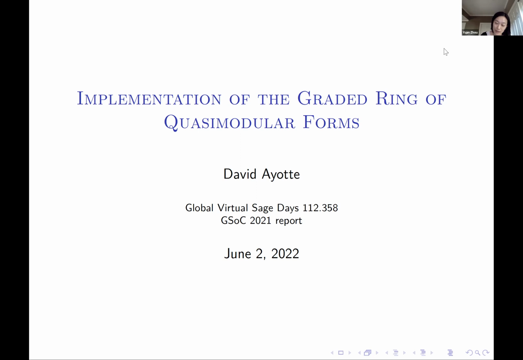David Ayotte is going to talk about the implementation of the graded ring of quasi-modular forms as his project of GSoC 2021. Please go ahead. Hello, everybody. So today the goal of my talk is to explain my Google Summer of Code 2021 project, which is on the implementation of the graded ring of quasi-modular forms. I was mentored by Vincent Delacroix, who is an active SageMath developer.